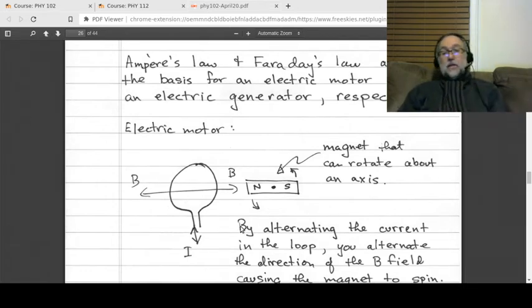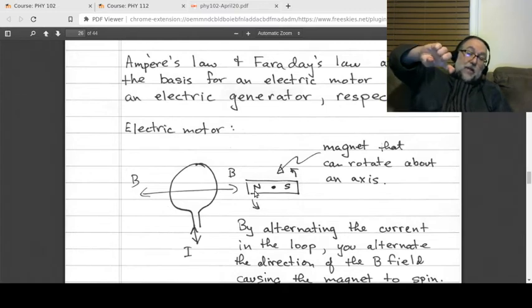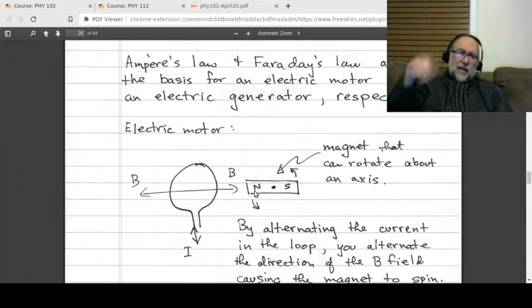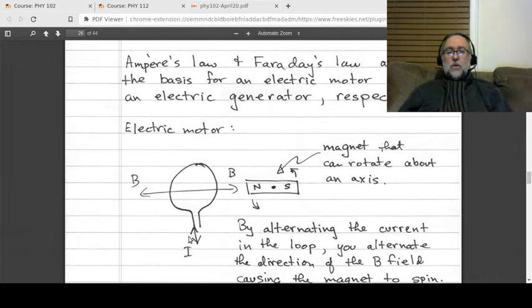Well, let's put a magnet in the vicinity of that B field. One moment the magnet is going to want to orient itself one way. The next moment it's going to want to orient itself the other way. In other words, it's going to want to flip. Well, you get the mechanism right to make sure that it doesn't just flip back and forth, that it actually rotates. As you keep alternating the current, you alternate the magnetic field. And as you alternate the magnetic field, you turn the magnet. And there you go. There's an electric motor.